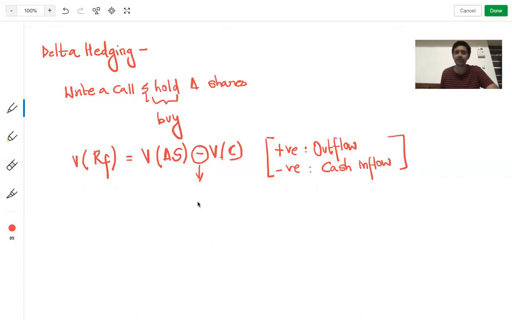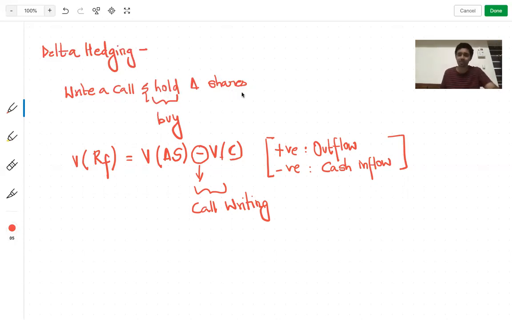Okay, so the negative signage over here is actually the premium that I'm receiving on call writing, right? Okay, so we saw that the value of a risk-free portfolio is equal to value of delta shares minus value of a call option, right? And how did I write this equation down?